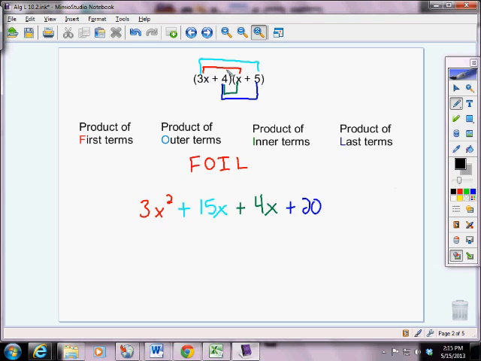Using FOIL means we've made sure we've multiplied every single term by every single term. So we did our first terms, our outer terms, our inside terms, and our last terms. Then we just combine our like terms. Using FOIL, they're always the two terms in the middle. So this becomes 3x squared plus 19x plus 20. So FOIL is just a way of multiplying two binomials.